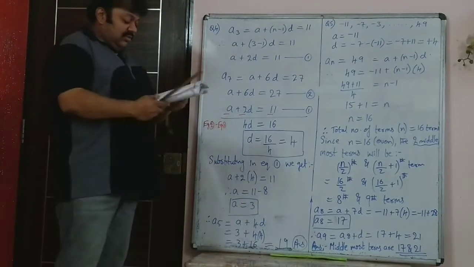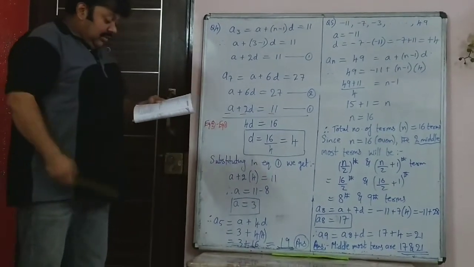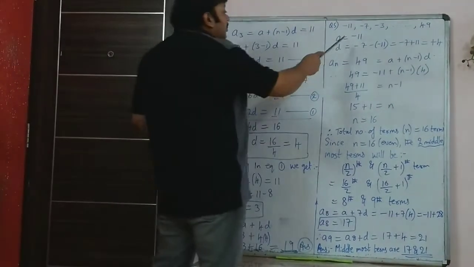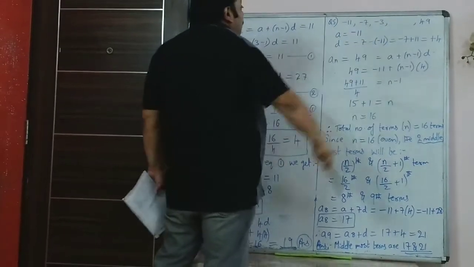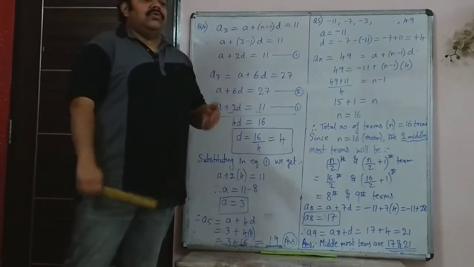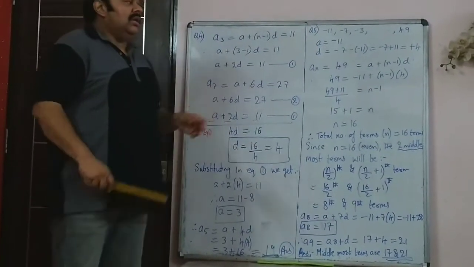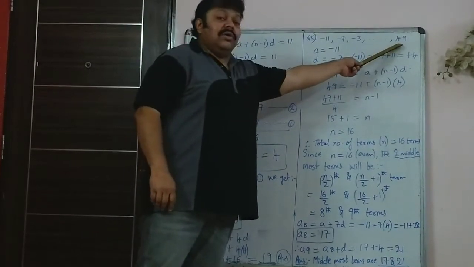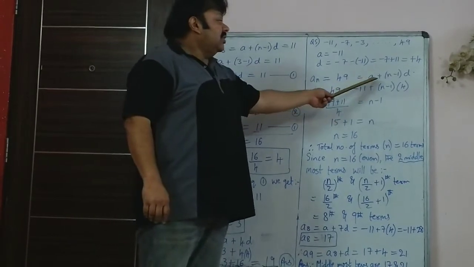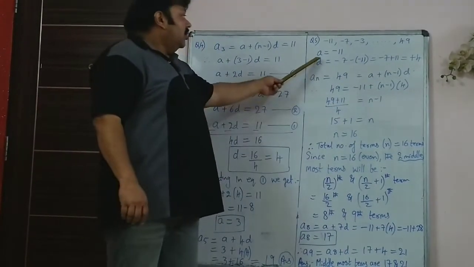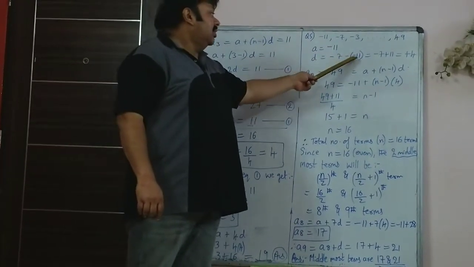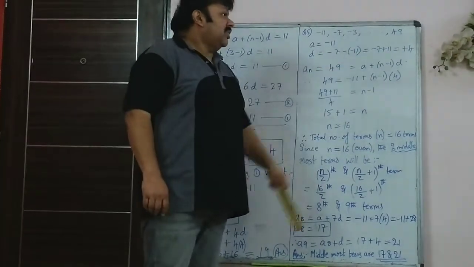Now the next question is question number 5. Find the value of the middlemost term of the AP, and the AP is given minus 11, minus 7, minus 3 up to 49. So first of all, to find the middlemost term, you should know how many terms are there. How many number of terms are there? The last term is 49. So from there you can write An is equal to 49, which is a plus (n minus 1)d. Now you know a is minus 11 and d will be minus 7 minus of minus 11. So minus 7 plus 11, that is plus 4.